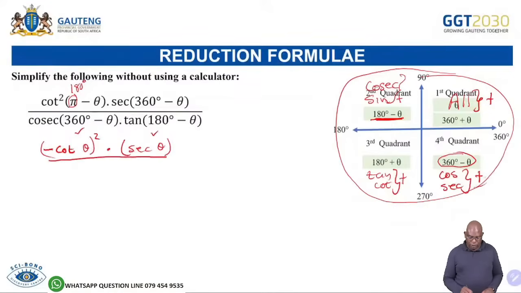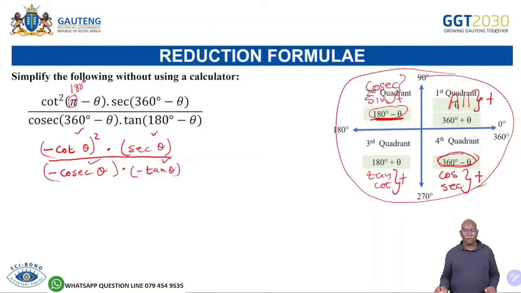Then you divide. Cosec 360, I go to 360. Do I have a cosec here? No, I don't. So it means that it is negative. Right. Then from there I go to tan. 180 minus. Do I have a tan there? No, I don't. So it also becomes negative. Already if you do that, you've got 4 marks. See? Then from here, that one is squared, so it's going to be cot squared of theta.